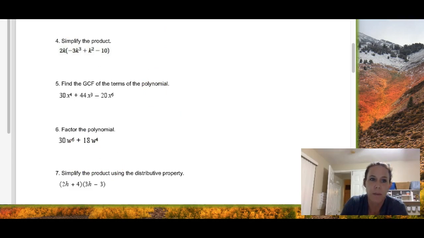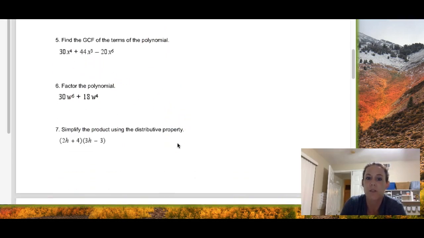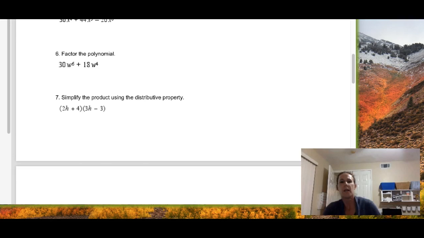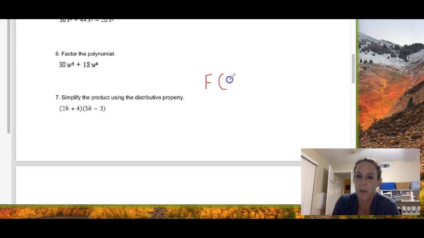All right, let's look at number 7. Simplify the product using the distributive property. Okay, instead of using FOIL, use the distributive property. I like FOIL. I don't care if you use FOIL on this because that's basically what the distributive property has you do. You do your first terms, you do your outer terms, you do your inner terms, and you do your last terms. That is the distributive property.